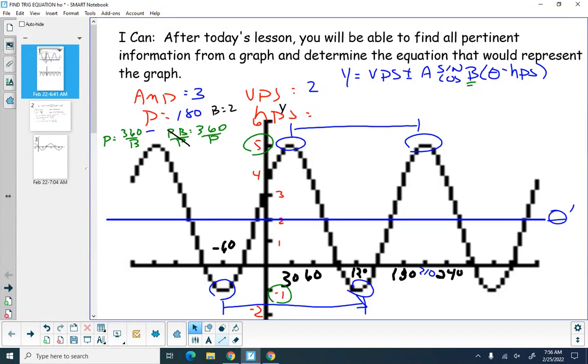My suggestion, I'm a KISS person. I like to keep it simple, stupid. So I try to do the same thing over and over again. Unless something falls right into my face, I try to keep it simple. When I try to keep it simple, I find the nearest peak that is marked to the y-axis. So I go to this value right here and find my degree measure. And I use that as my horizontal phase shift.